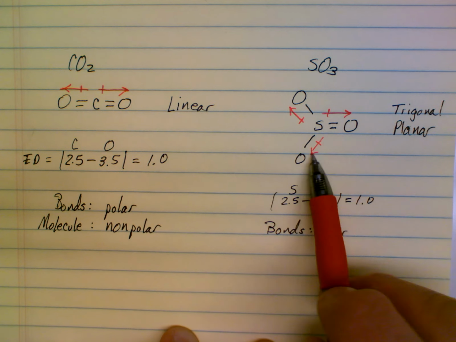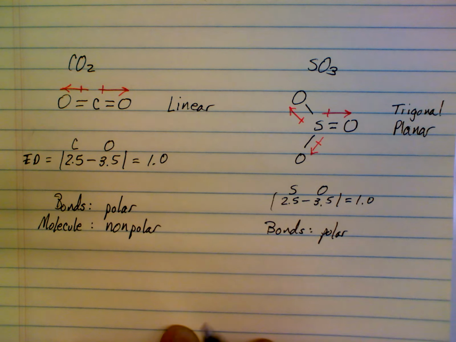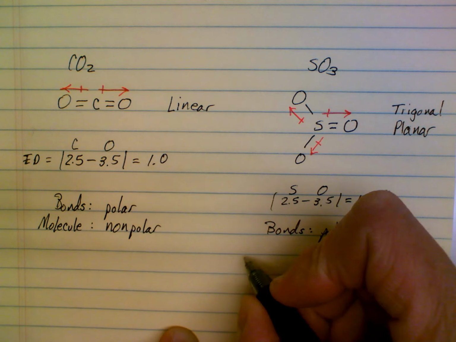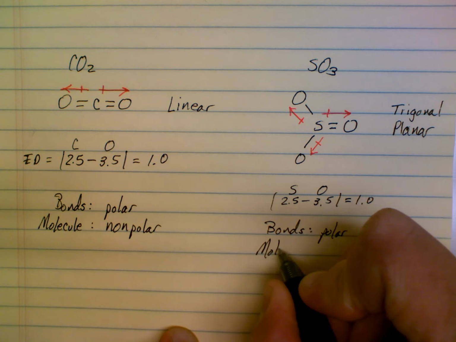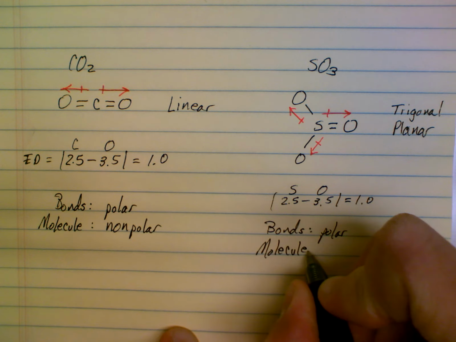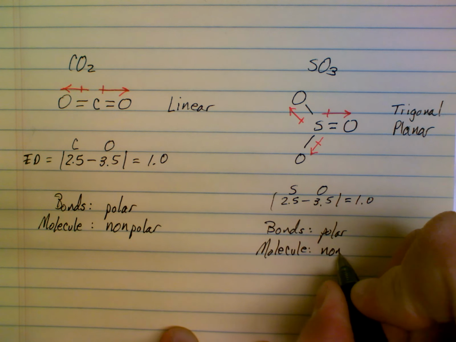So we'd have these three dipoles, and because of the symmetry of the molecule and the symmetry of the opposing directions of the dipoles, this whole molecule too will be nonpolar. So they will cancel each other out. So here's another case where the molecule is nonpolar.